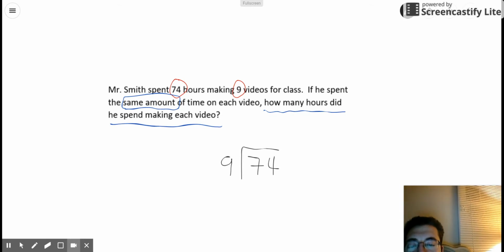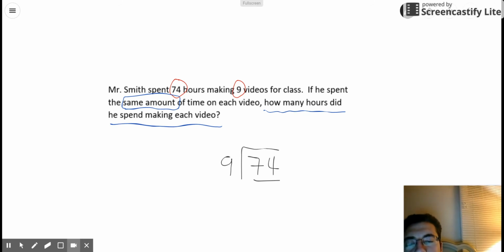So looking at my digit 7, I know that I cannot make a group of 9 out of my 7 because there's not a multiple of 9 that's close to 7 without being larger than 7. So I'm going to extend my problem to include the 4. So now I'm asking myself, is there a multiple of 9 close to 74 without being bigger than 74? And there is, 72.